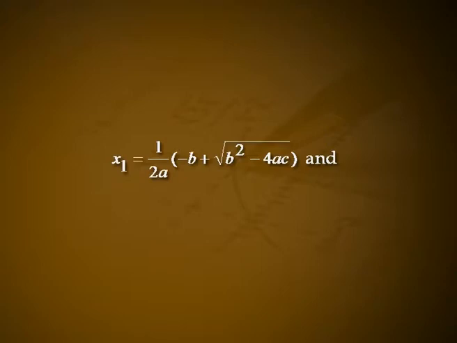A formula for the roots x1, x2 of a quadratic equation a x square plus b x plus c equal to 0 is x1 equal to 1 by 2a into minus b plus root of b square minus 4ac, and x2 equal to 1 by 2a into minus b minus root of b square minus 4ac.